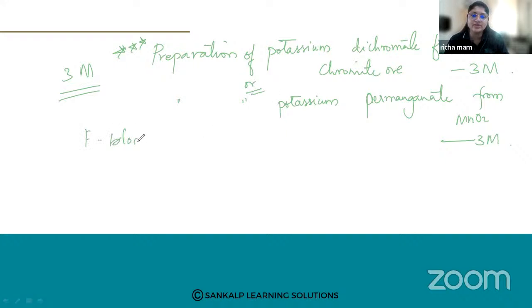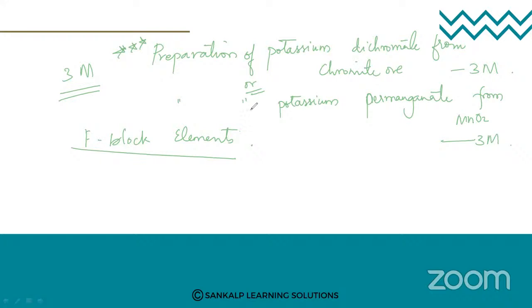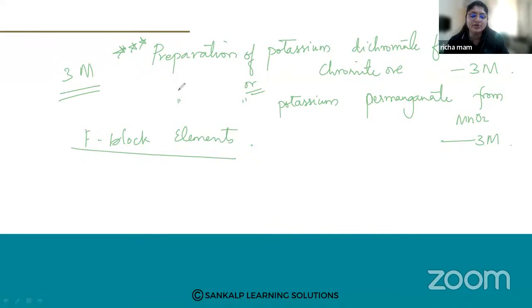Then we'll see the F block elements questions. What is lanthanide contraction? What is the cause for it? The steady decrease in the atomic and ionic size along the lanthanide series with the increase in atomic number is called the lanthanide contraction. The cause is the imperfect shielding of one electron by another in the 4f subshell. So this is the first question.